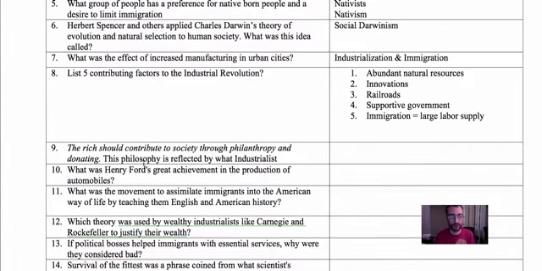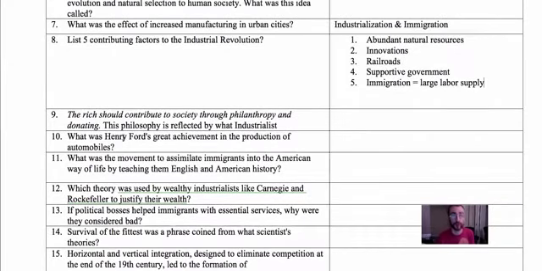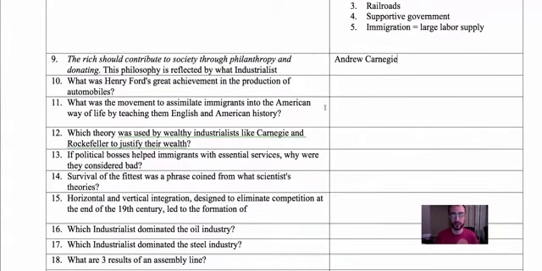Number 9, the rich should contribute to society through philanthropy and donating. This philosophy is reflected by which industrialist? That is Andrew Carnegie. Andrew Carnegie was the philanthropist out of the bunch. Number 10, what was Ford's great achievement in the production of automobiles? We had many great achievements. The one we're going to focus on is the assembly line. So that's the answer for number 10.